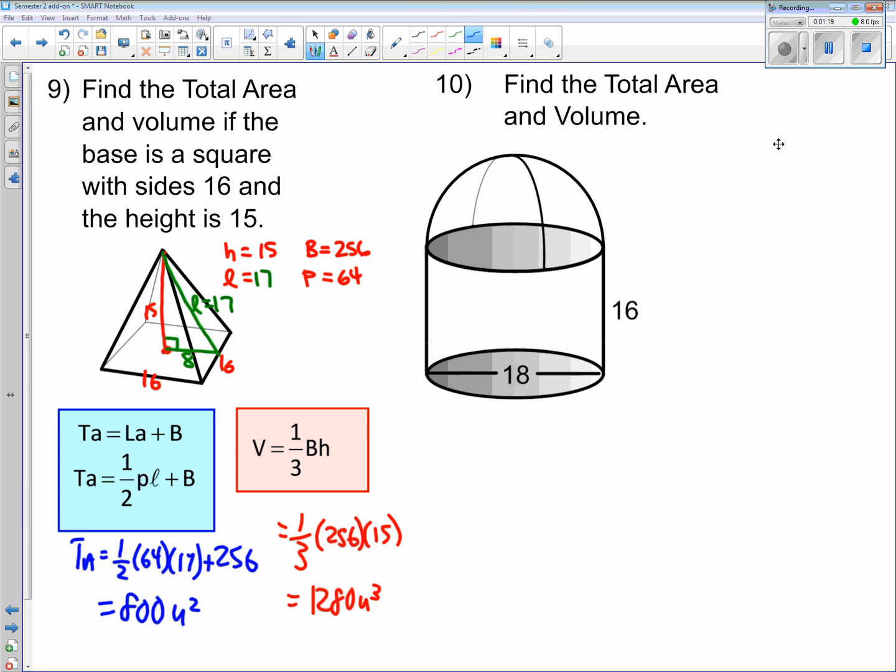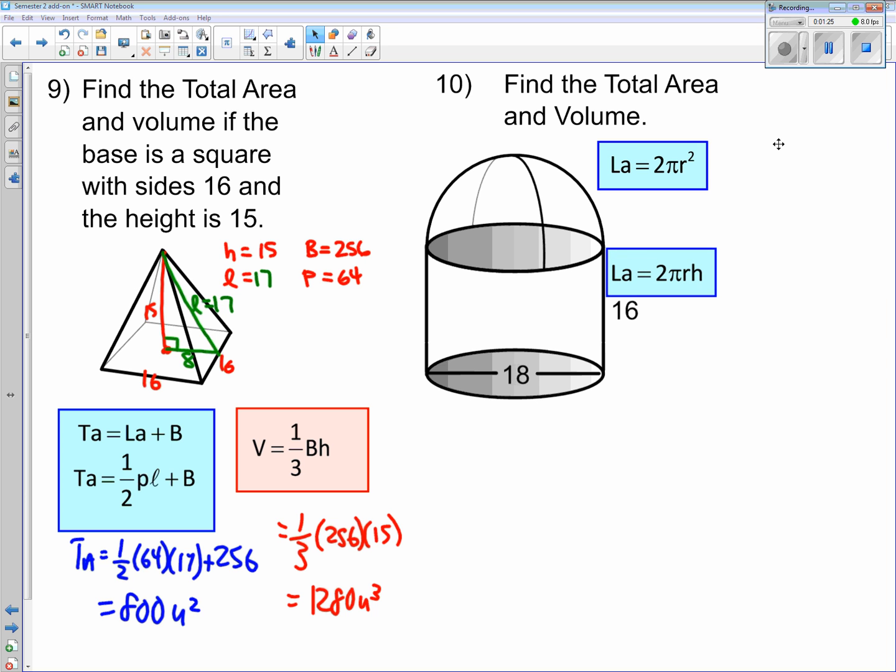As far as the total area over here, this guy, we have a hemisphere, the lateral area of a cylinder, and the bottom. Those are the three you've got to find out. If the bottom has a diameter of 18, that means its radius is 9. And my height here is 16. So those are the two key players I need to figure out the area.